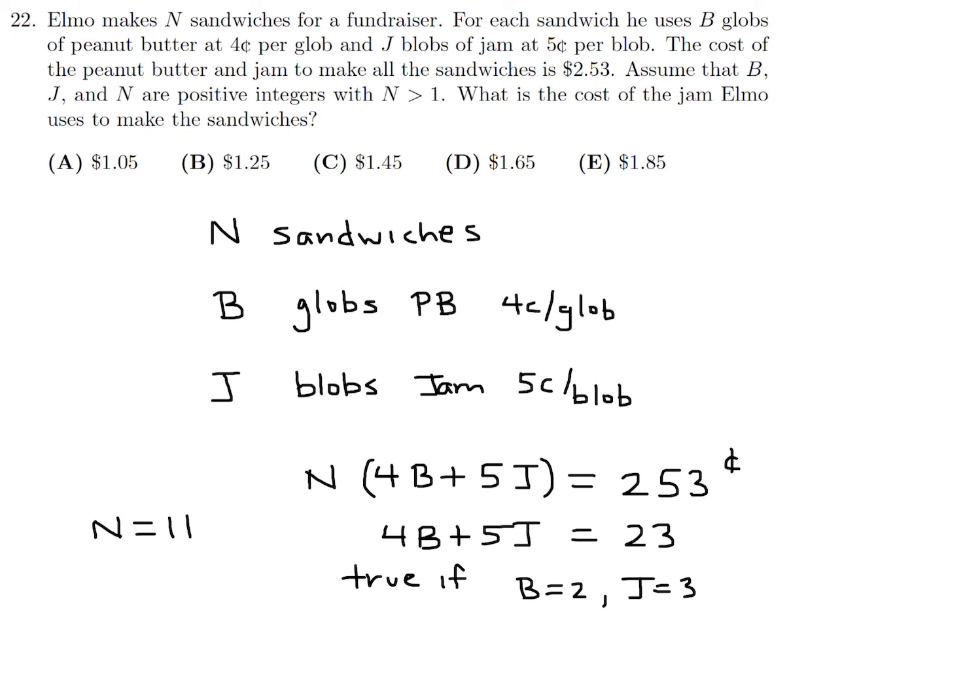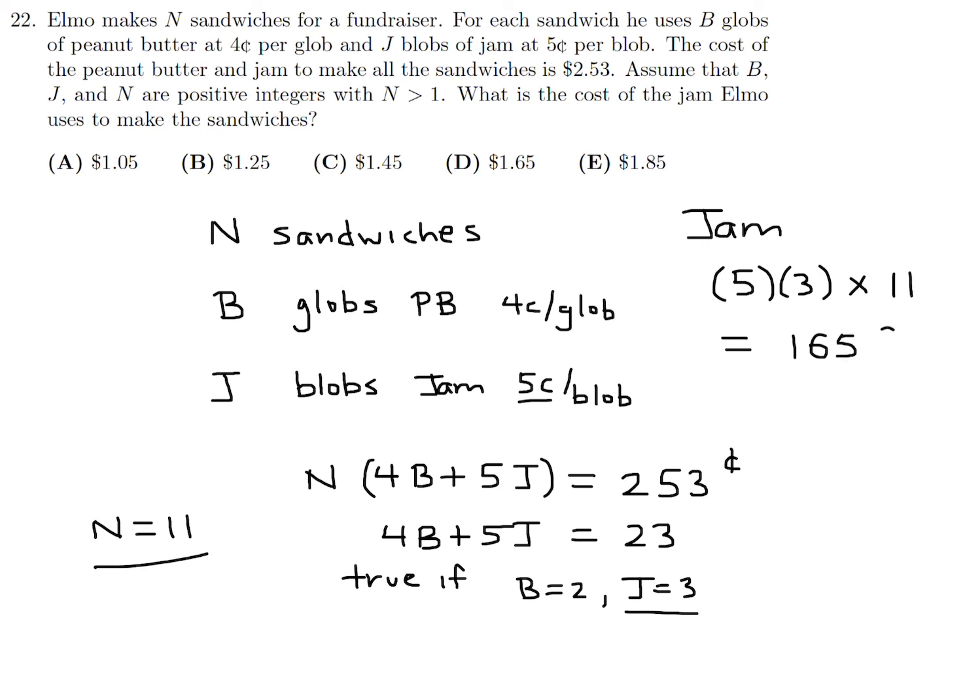Now we want the total cost of the jam. Total cost of the jam looks like, let's see here, 5 cents. And then how many blobs do we have? 3, correct? 5 cents, and then we had J equal to 3. And we have to multiply that by the number of sandwiches, which we figured out was 11. So 15 times 11 is 165 cents. And in dollars, that would be $1.65. So number 22, the answer is D.